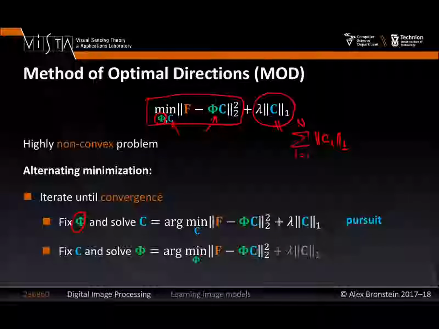And then we will fix C that we found and try to update the dictionary. And in this problem, of course, the second term doesn't depend on phi, so we can drop it, and we end up with a quadratic problem. Okay? And we iterate these two steps. You can view it from different perspectives. One of the useful perspectives is to think of this as what is called the EM, or expectation maximization algorithm. Actually, clustering like k-means also has this structure. It alternates between expectation and maximization steps. So you can also relate this method of optimal directions to vector quantization or to clustering.